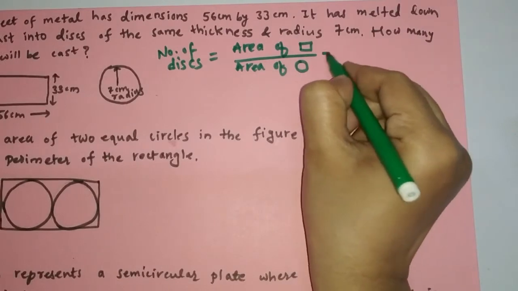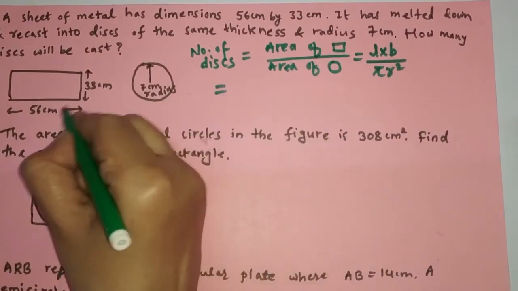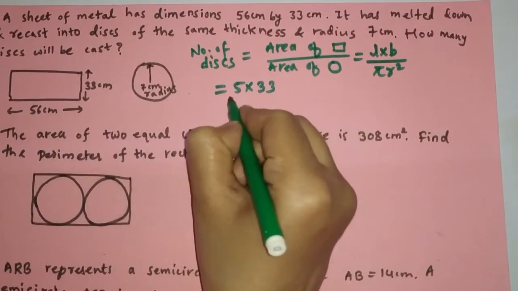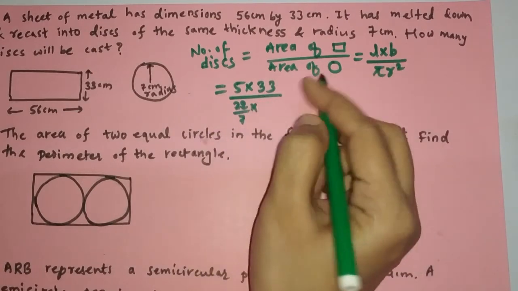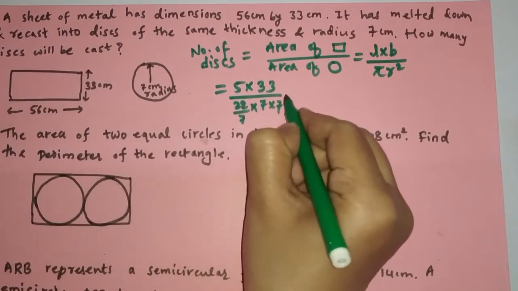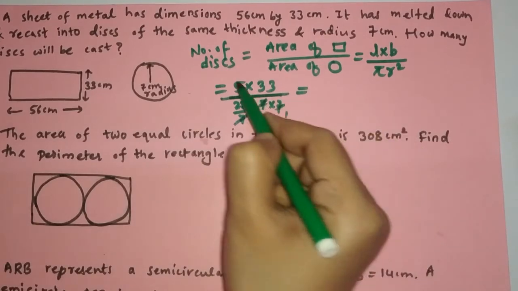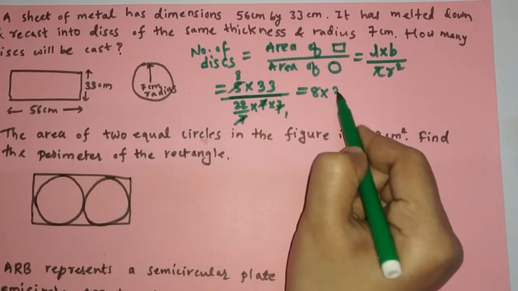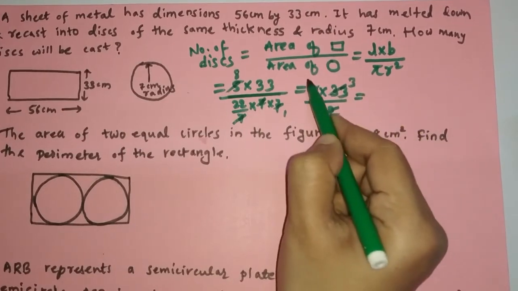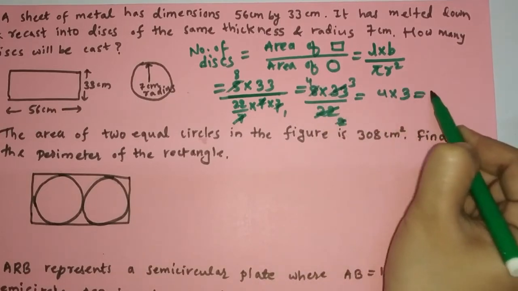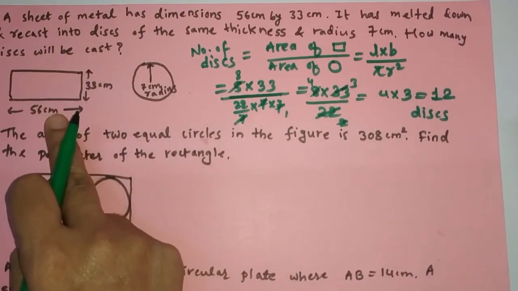So the area of a rectangle is L into B and the area of a circle is pi r square. So length into breadth is 56 into 33 divided by the area of the circle, which is going to be 22 upon 7 into r square. R is 7 into 7. So friends, here 7 will cut. 7 1s are 7, 8s are 56. So 8 into 33 divided by 22. So 11 2s are 22, 11 3s are 33, and 2 4s are 8. So 4 into 3 will get us 12. So 12 discs can be cast out of this metal rectangular sheet.